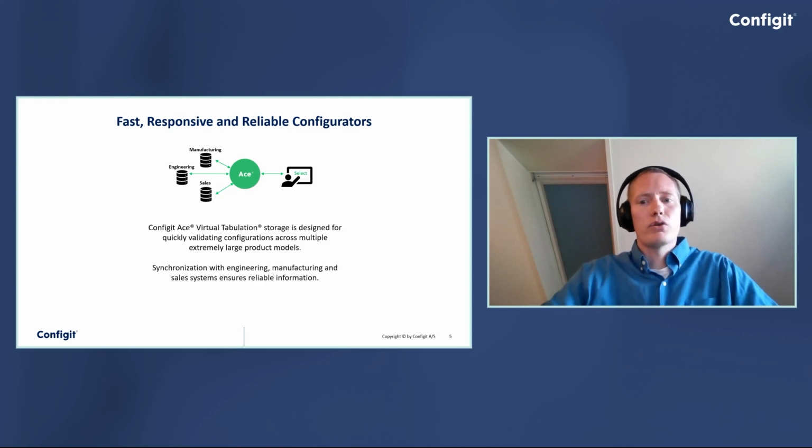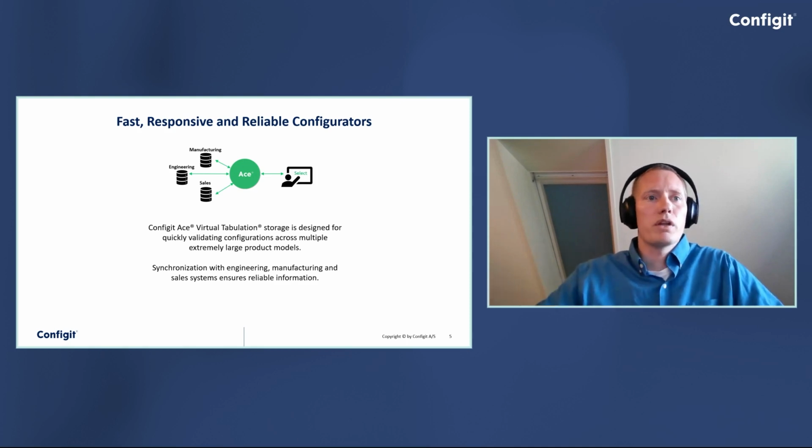Besides that, ACE is also, as we have seen in one of the earlier presentations today, built for synchronizing engineering, manufacturing, and sales systems so that we get the right information from these different systems into a single configuration model, and thereby we end up with reliable information that makes it possible for the users that work with the end application to actually make selections and choices that end up with a product that can be designed, that can be sold, and that can be manufactured in the end.